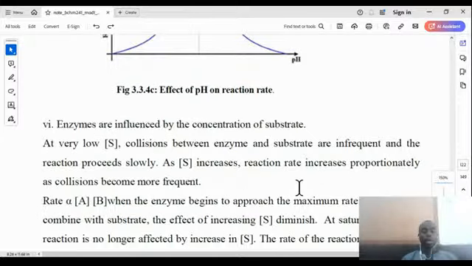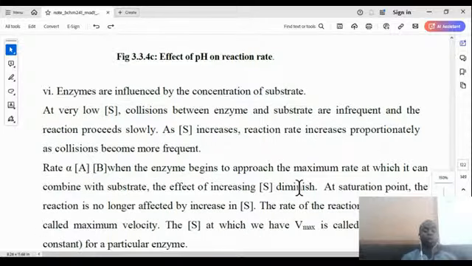So the sixth property is that enzymes are influenced by the concentration of substrate. When we look at the effect of substrate concentration on the activity of the enzyme, we can say that at very low substrate concentration, collisions between enzyme and substrate are infrequent. They do not occur frequently, and the reaction proceeds slowly. As you increase the substrate concentration, the reaction rate tends to increase proportionately as collisions become more frequent. So we can say the rate of reaction is proportional to the substrate concentration.